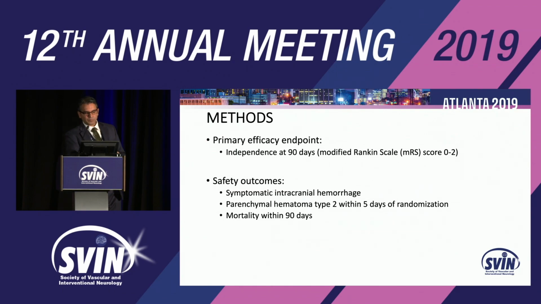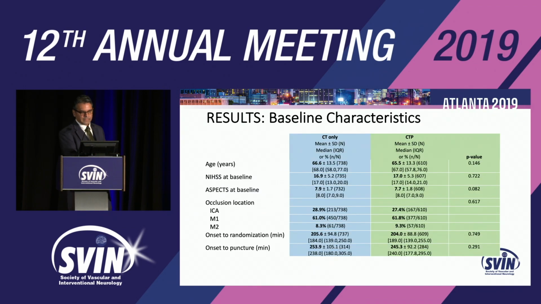In this study, the primary efficacy endpoint was mRS 0 to 2 at 90 days. The safety endpoints were symptomatic hemorrhage, PH2 within 5 days, and mortality at 90 days. This slide illustrates the baseline characteristics in the two populations, and you can see that the characteristics are fairly comparable between the two groups.